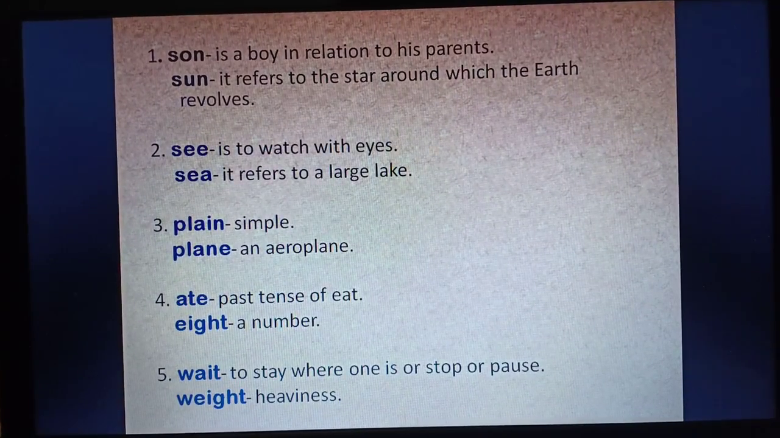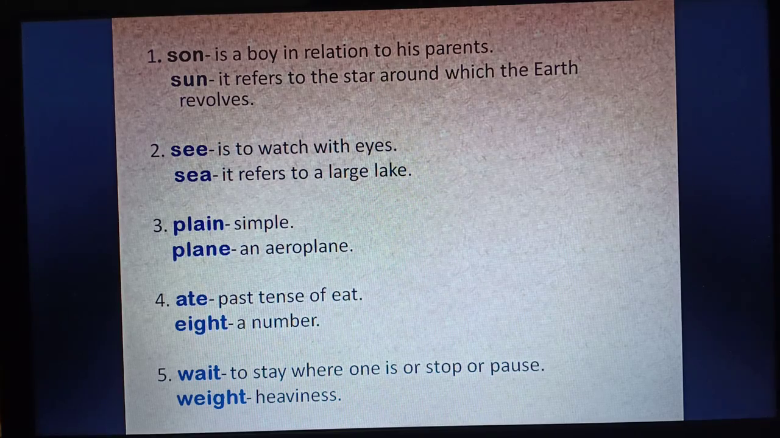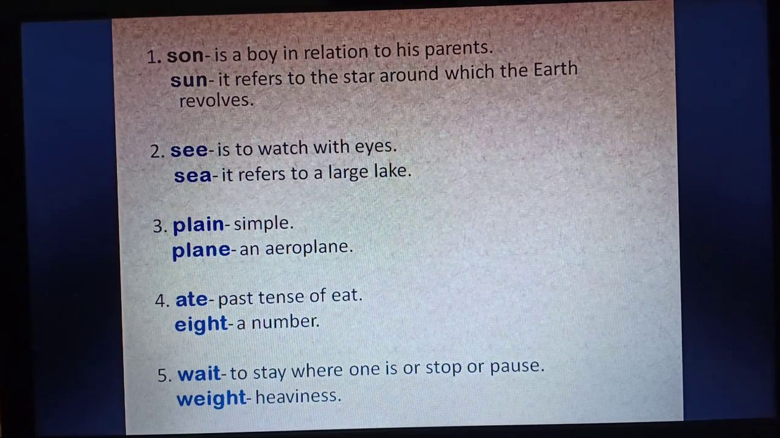See children, number 1, S-O-N son, S-U-N sun. Can you see the difference? There is a difference in the spelling. The pronunciation is the same, but the spelling and meanings are totally different. S-O-N son means a boy in relation to his parents, and S-U-N sun refers to the star around which the earth revolves.